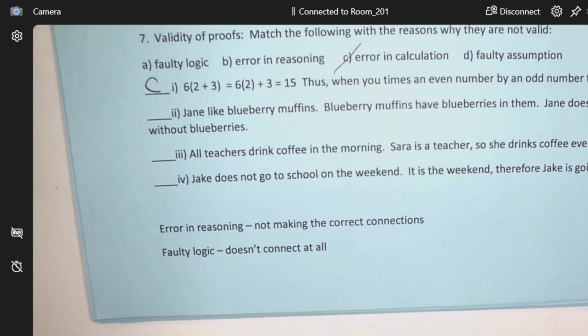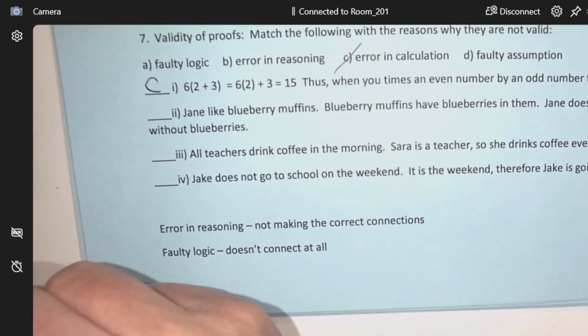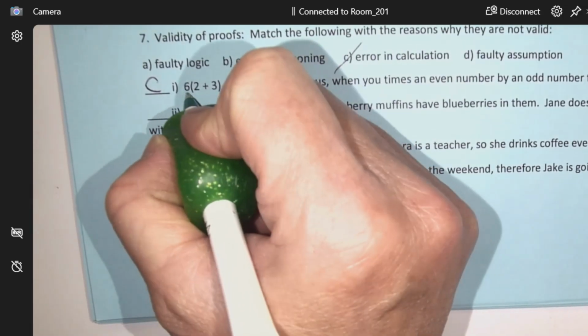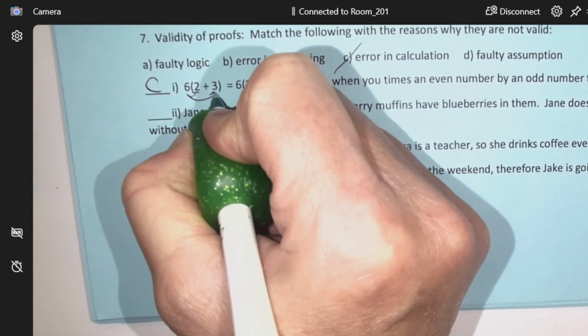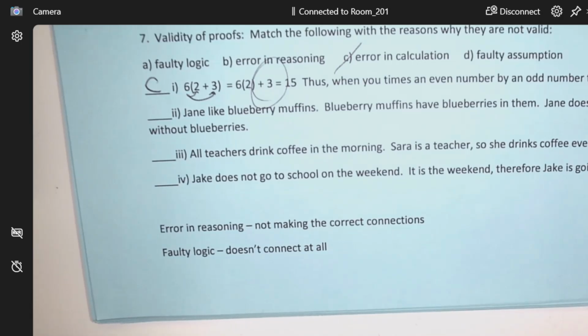They made an error in their calculations. Where is the error? Right there is their mistake, because what would you have to do? 6 times 3. They didn't do that.